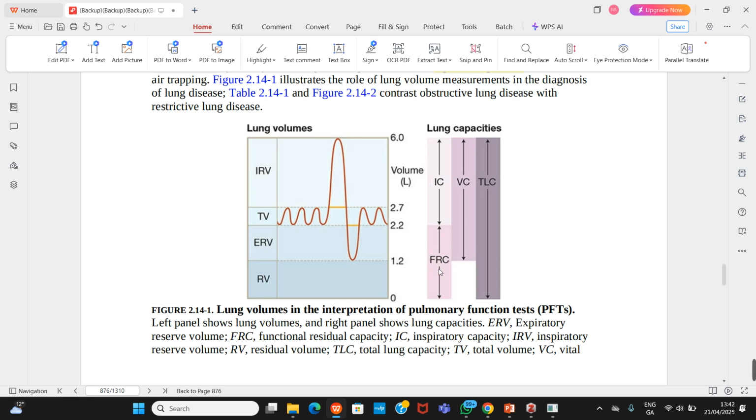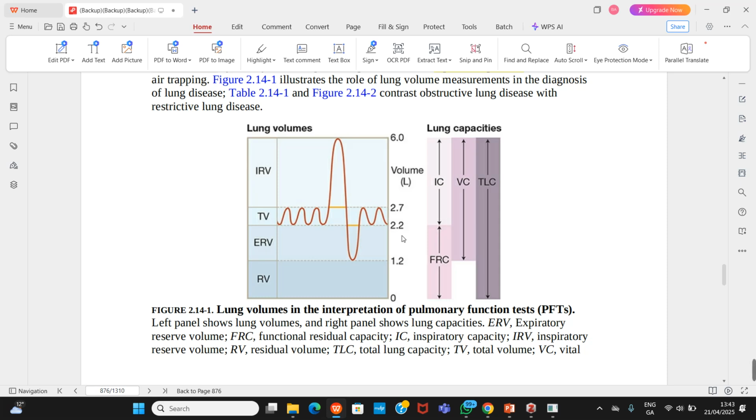But the thing is, that is after we have done a normal quiet expiration. We can still try to bring out some air after the normal tidal expiration. Let's still try to bring out some air with force. What volume of air can you now breathe out when you try to force it at the end of a normal tidal expiration? The volume of air that you can breathe out is known as the expiratory reserve volume. So after quiet expiration at this point, I can still breathe out from here to here, which is going to be from 2.2 to 1.2.